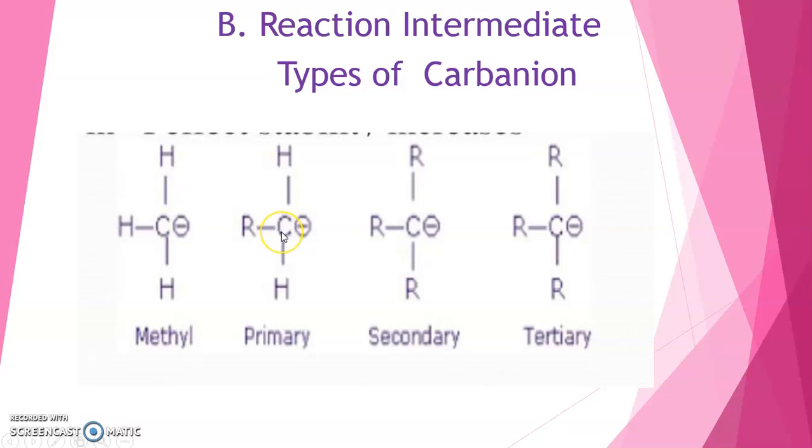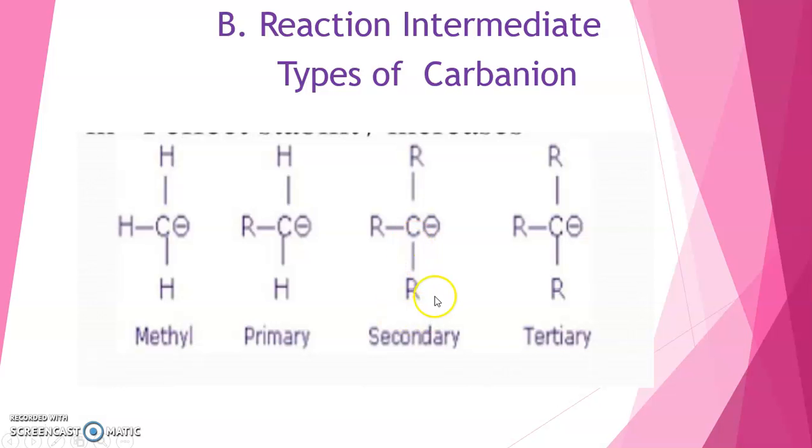So this is a primary carbon atom, and as the negative charge is present on this primary carbon atom, this type of carbanion is known as primary carbanion. Now in case of this methyl carbanion, there is no alkyl group, but this methyl carbanion lies in the group of primary carbanion.